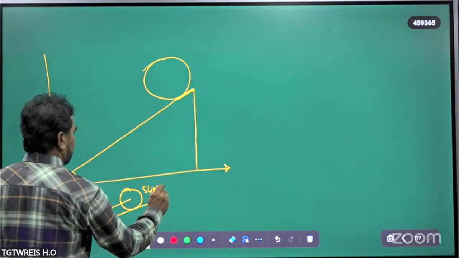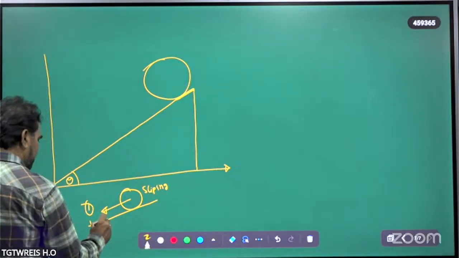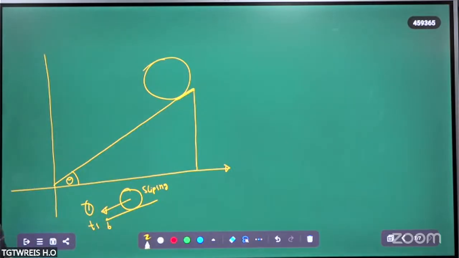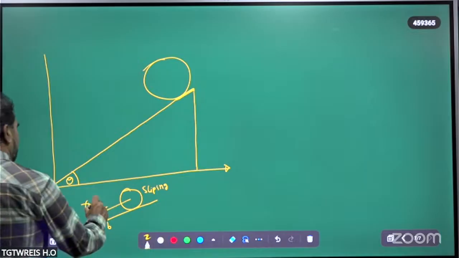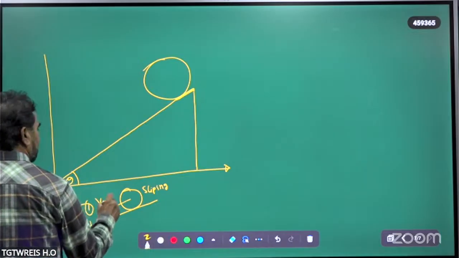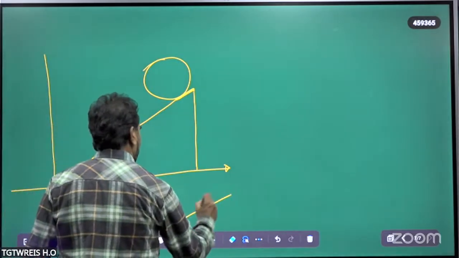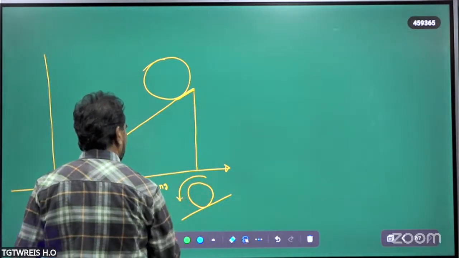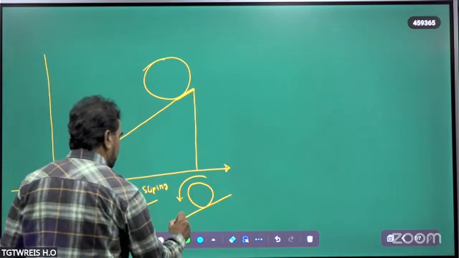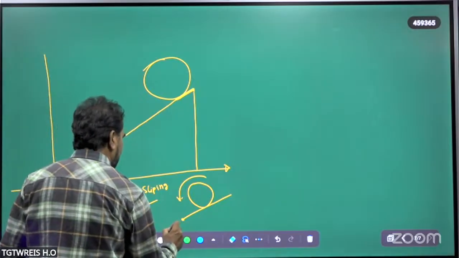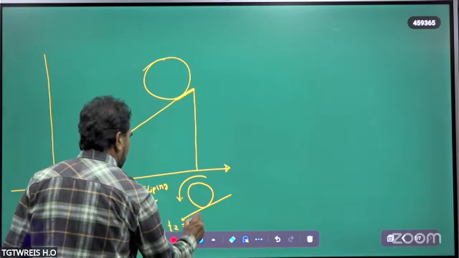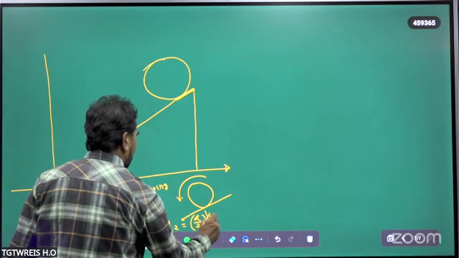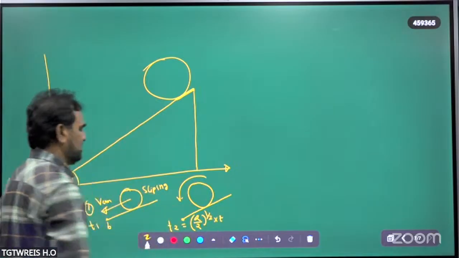When the disk is slipping on the inclined plane, it will take t1 seconds to reach the bottom. This is the first condition. Second condition, when the disk is rolling from an inclined plane in downward direction, it will take t2 equal to (alpha by 2) whole power of 1 by 2 into t seconds.